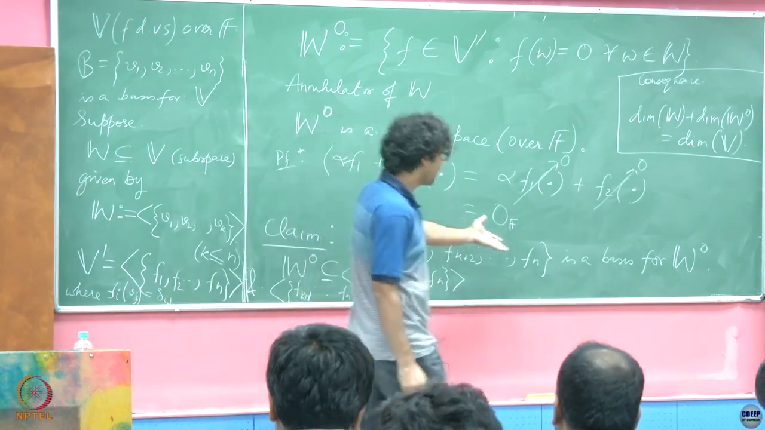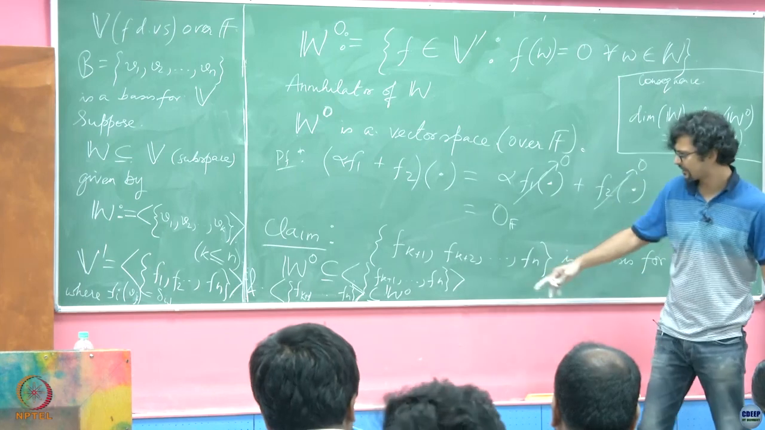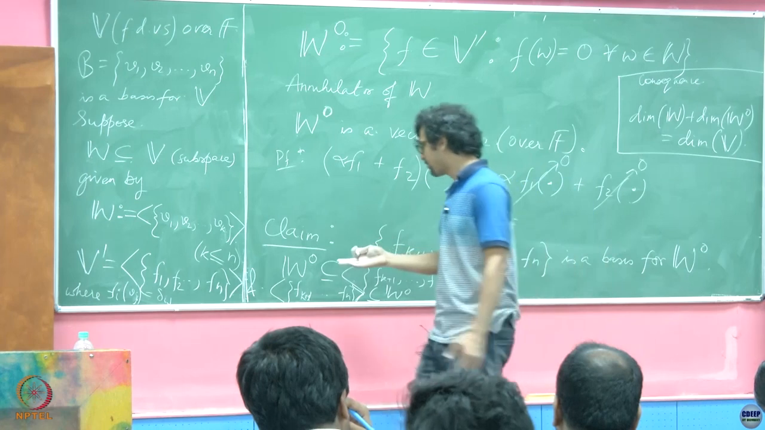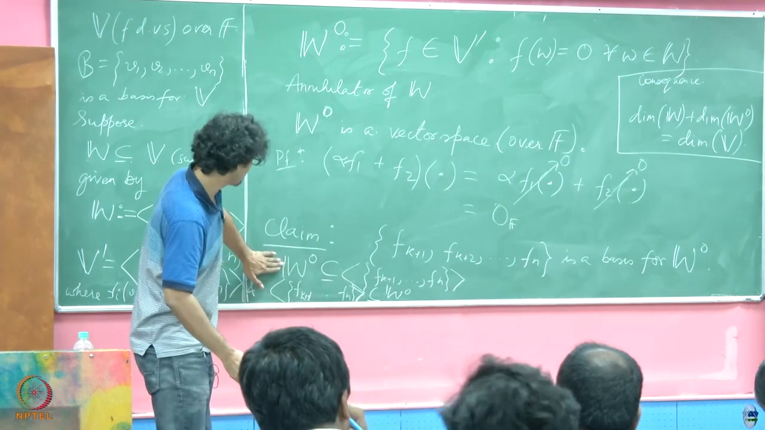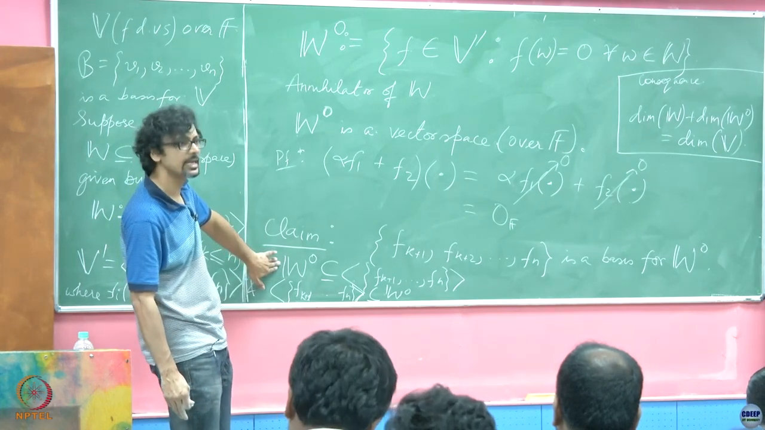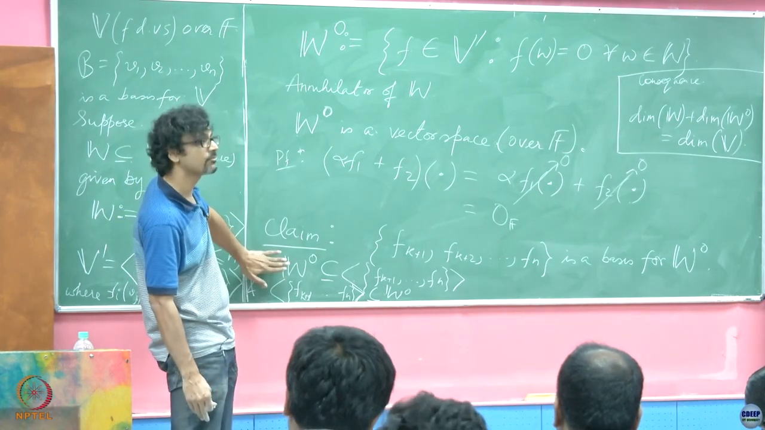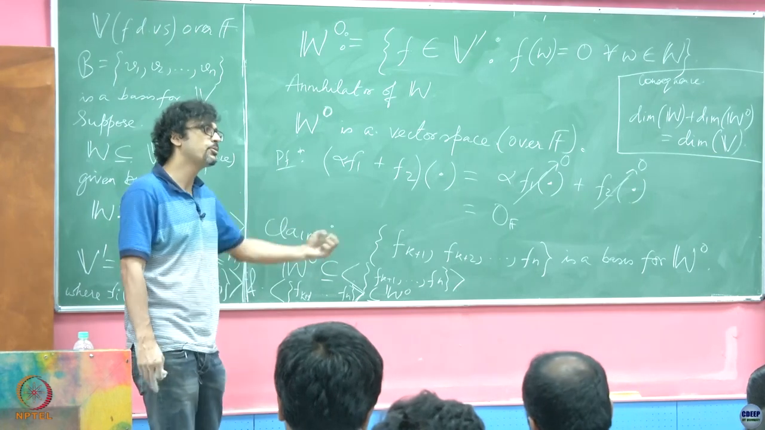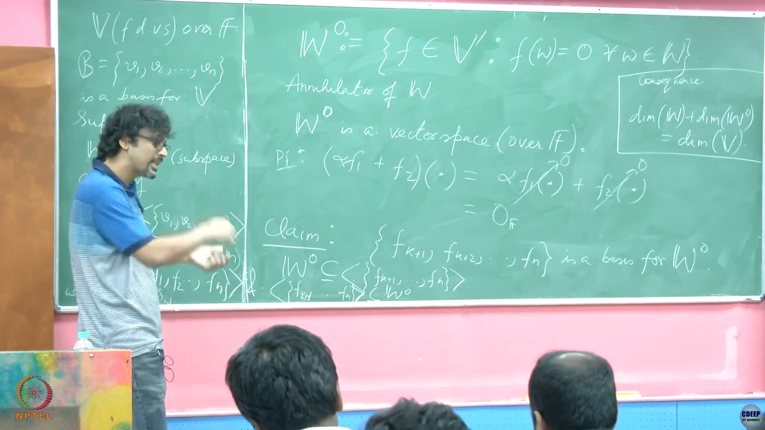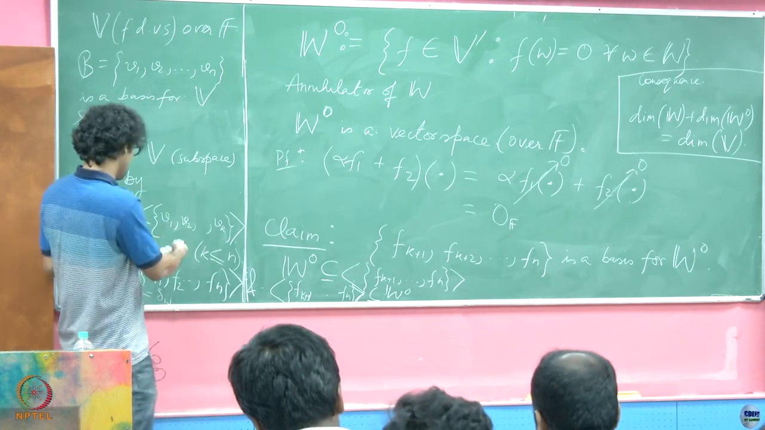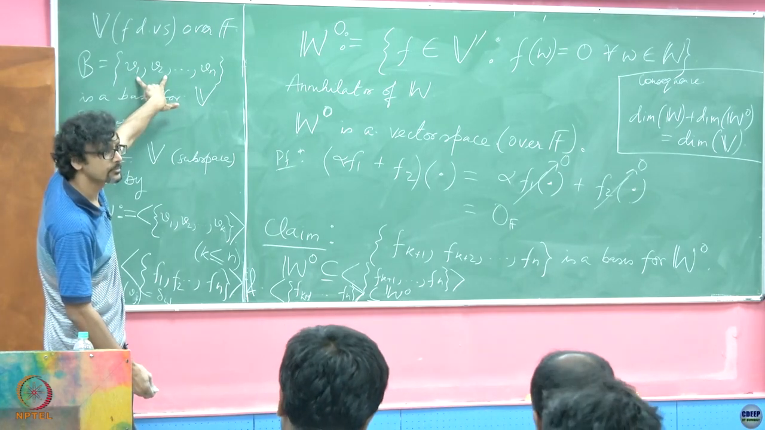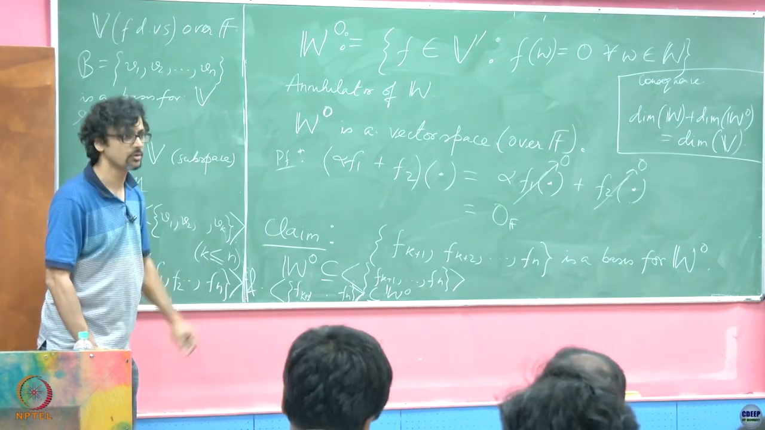So what do we have to do in order to prove that something is spanned by this? What is the defining property of objects inside this? You take any typical element sitting inside the annihilator of W, it means that that linear functional must annihilate every object inside W. So when that linear functional acts on elements which are linear combinations of the first k elements here, it must map them to 0.